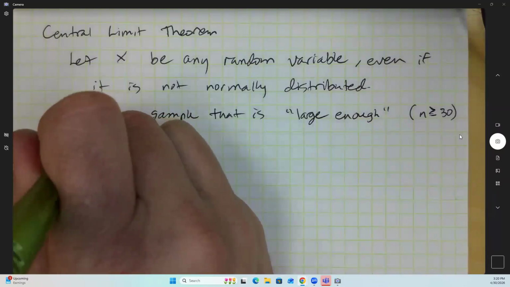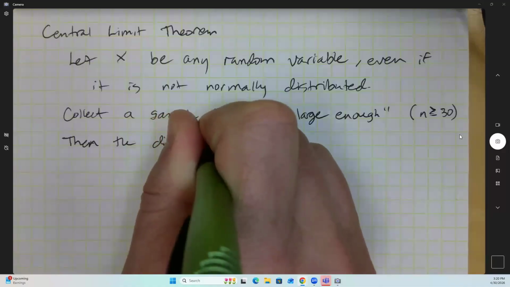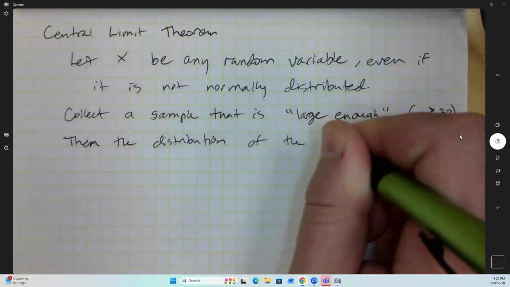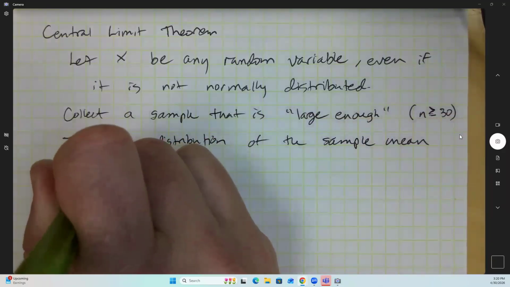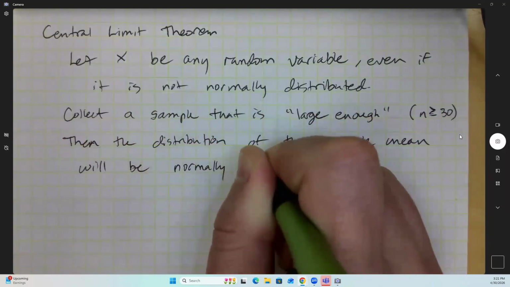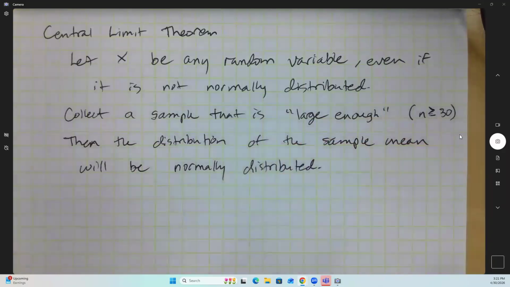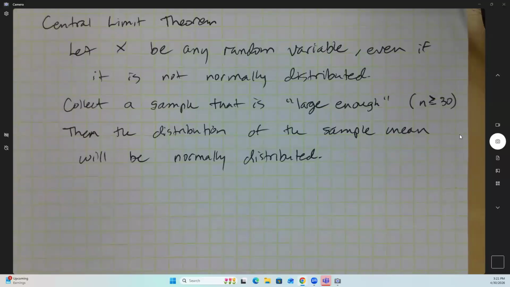Then the distribution of the sample mean will be normally distributed. That's the first conclusion of the central limit theorem. It doesn't matter what your variable looks like, the sample means will form a bell curve. But there's more.